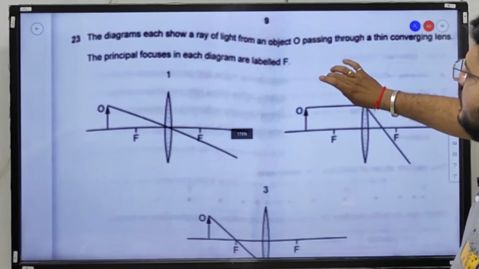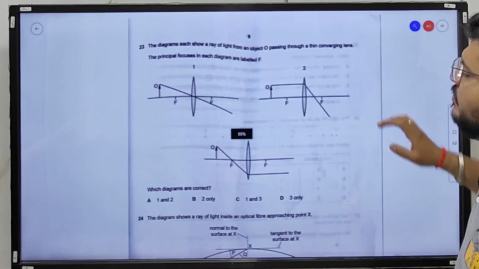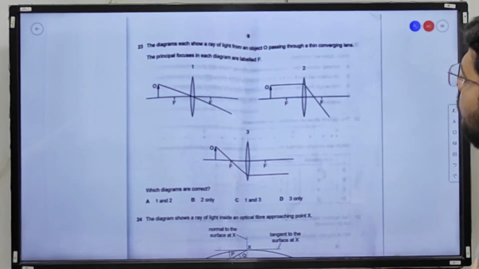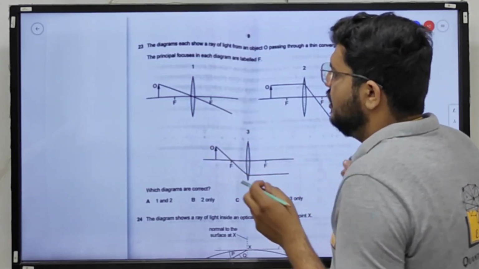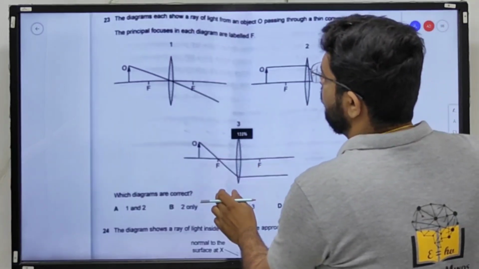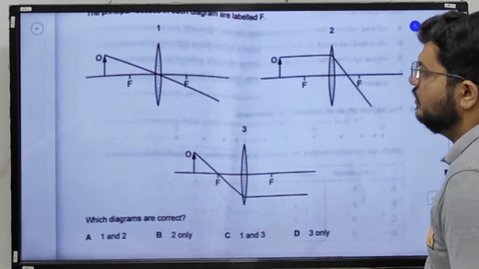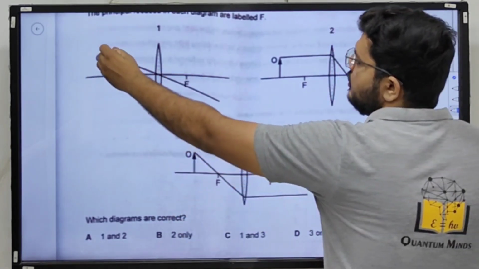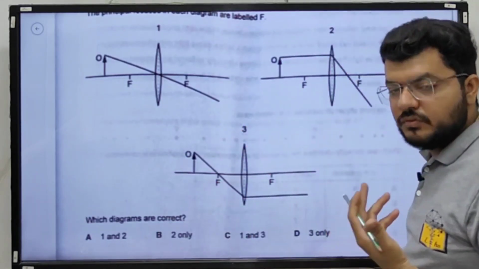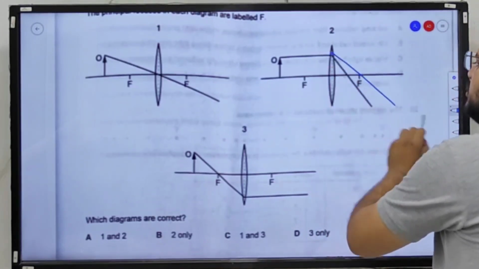Question 23. Let's see what we have. The diagrams each show a ray passing through a thin converging lens. Principal foci in each diagram are labeled F. Which diagrams are correct? Okay, let's focus on the diagrams. In part 1, the ray passes through the center of the lens, and it must pass through unrefracted, right? In the second one, after refraction, the ray must pass through the focus.